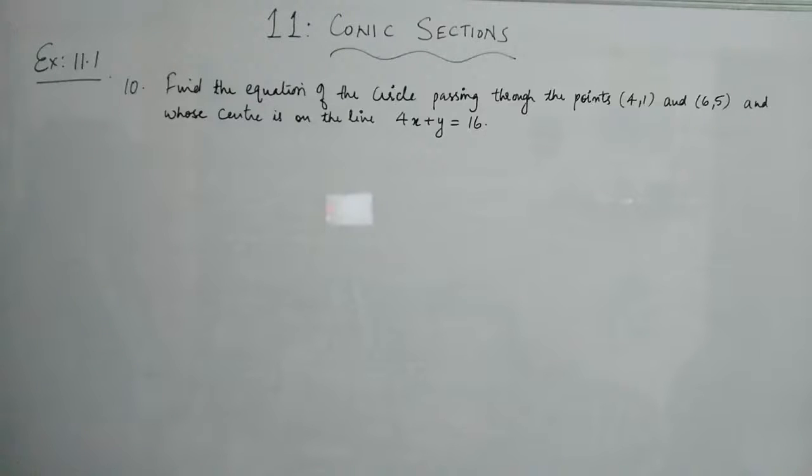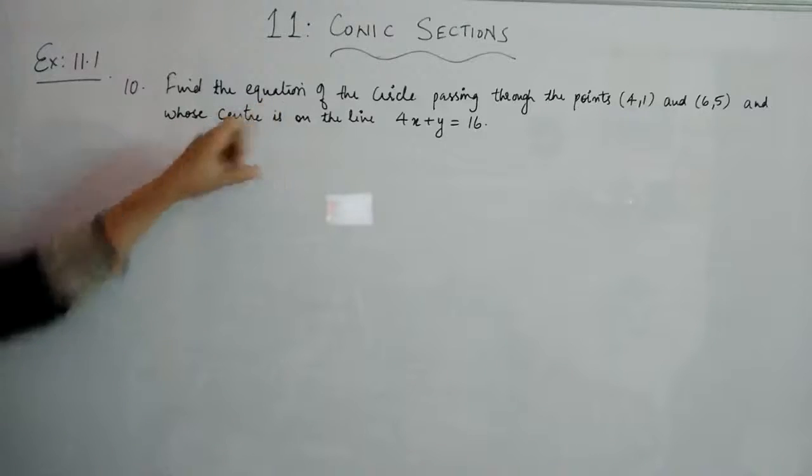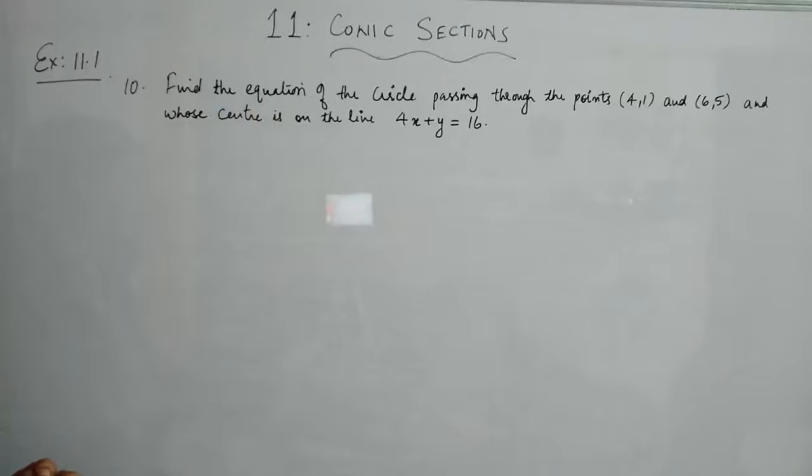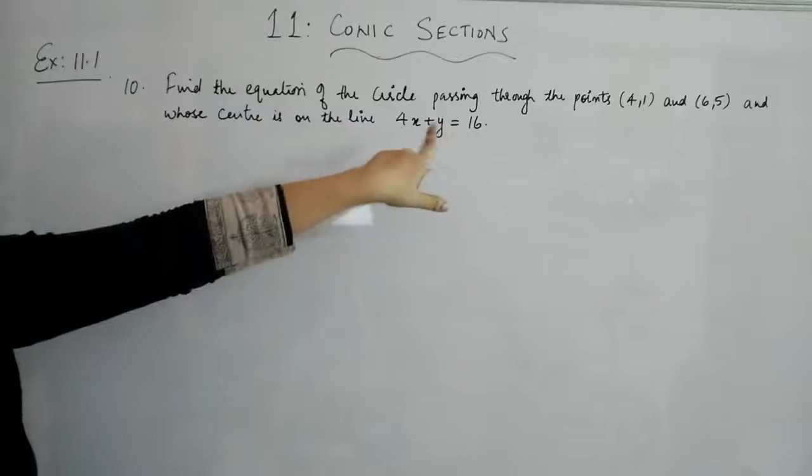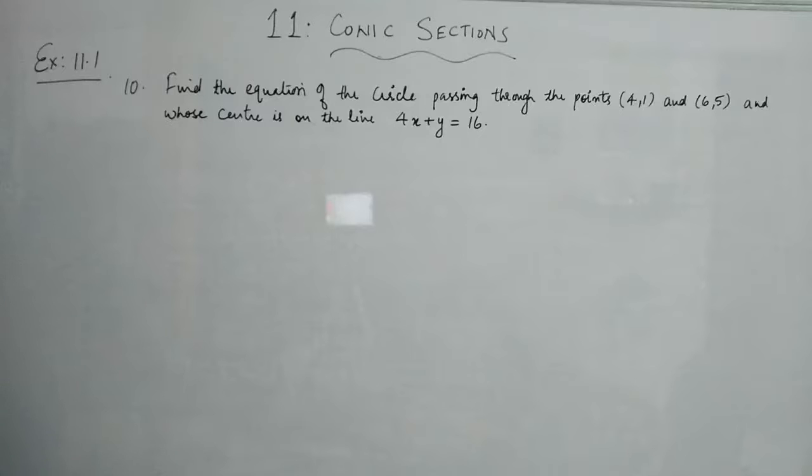Question number 10 is, find the equation of the circle passing through the points 4 comma 1 and 6 comma 5 and whose center is on the line 4x plus y equal to 16. So generally your equation of the circle is x minus h the whole square plus y minus k the whole square equal to r square. So there, to find the equation of the circle, that means h, k and r are the unknowns which we have to find out, and we are given 3 conditions in the question. That means we have to find out 3 unknowns and 3 conditions are there that will help us to find out the unknowns.